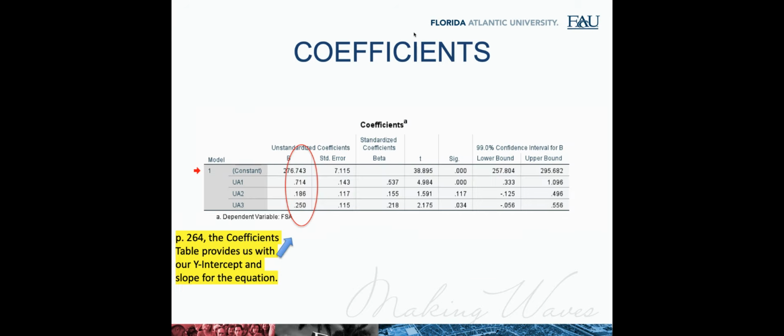And then we have our coefficients table. When we look at our coefficients table, it provides us with our y-intercept and our slope for the equation. So if we're here, the constant is always the y-intercept, and then the decimal point here is UA1, 1.714. That would be our actual slope for if we were comparing UA1 to our FSA score. Same thing here, UA2, UA3, that's our slope and our y-intercept.